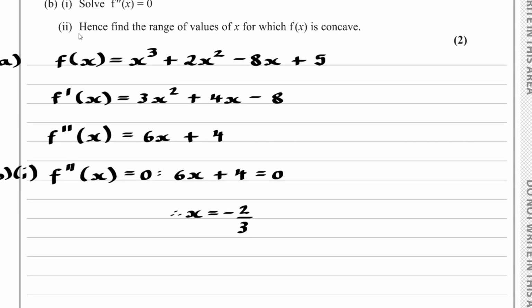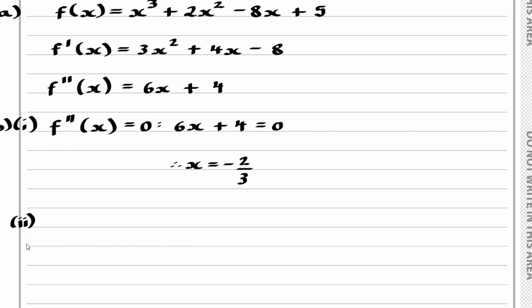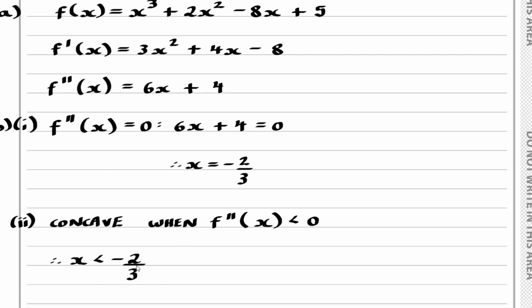For the second part of part B, let's find the range of values of x for which f of x is concave. The curve is concave when f double dash of x is less than 0. We have found in the first part of part B a critical value of x equals negative 2/3. So the curve will be concave when x is less than negative 2/3.